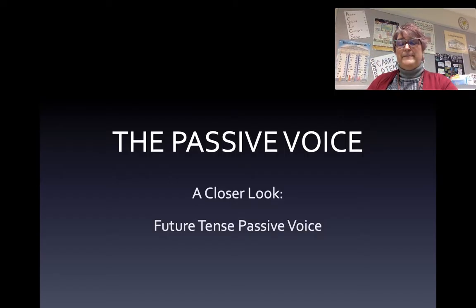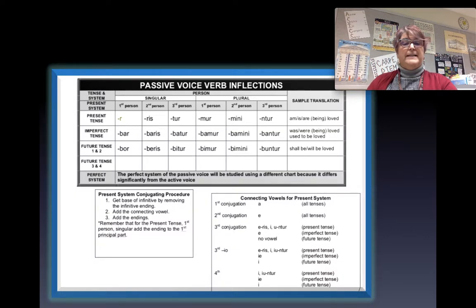Salvete, discipuli. The final portion of this lesson on a closer look at the passive voice deals with the future tense. Let's begin by looking at our chart and making note of the future tense endings for first and second conjugation verbs. Please make sure to write them on your chart so that you have a copy of them to make reference to.